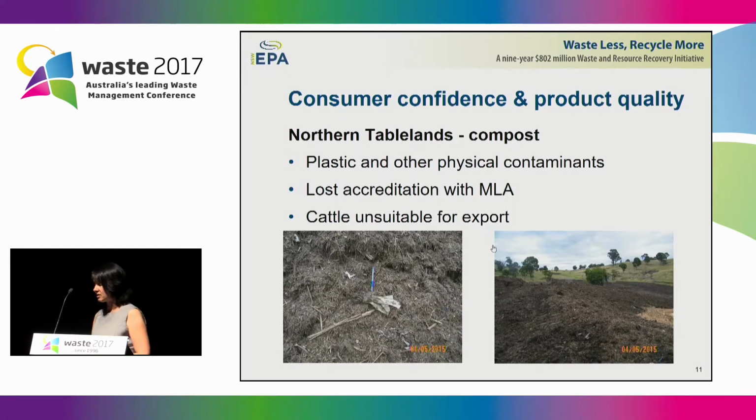This is compost that was land applied on a farm in the northern tablelands. It's full of plastic. There were some other physical contaminants too. I don't know if they were from the compost, but it was fairly dirty looking, and so the farmer had accreditation under the Livestock Production Assurance Scheme run by Meat and Livestock Australia. They did a random audit, and when they saw it, it was a showstopper, so he lost his accreditation. The cattle are unsuitable for export. But even accreditation aside, this is an issue about consumer confidence and product quality. Even people that don't have livestock for export, they shouldn't be worried about this kind of issue.